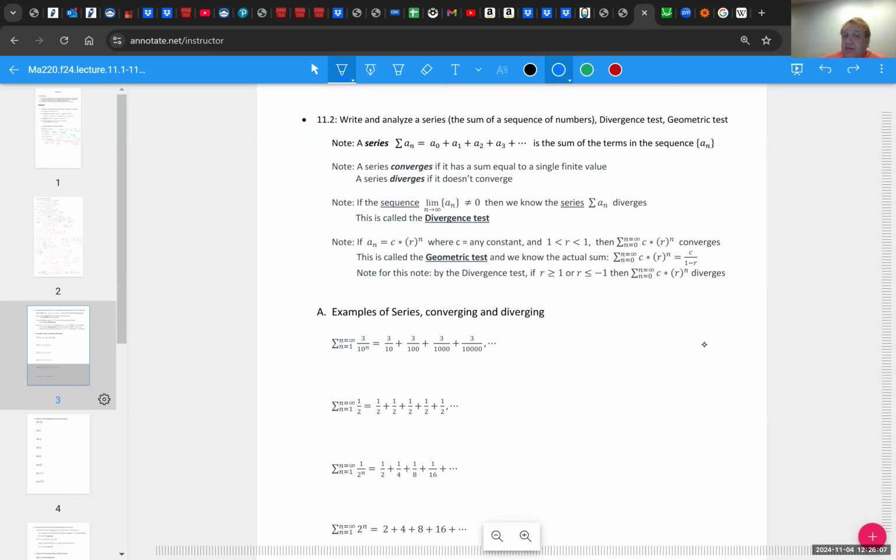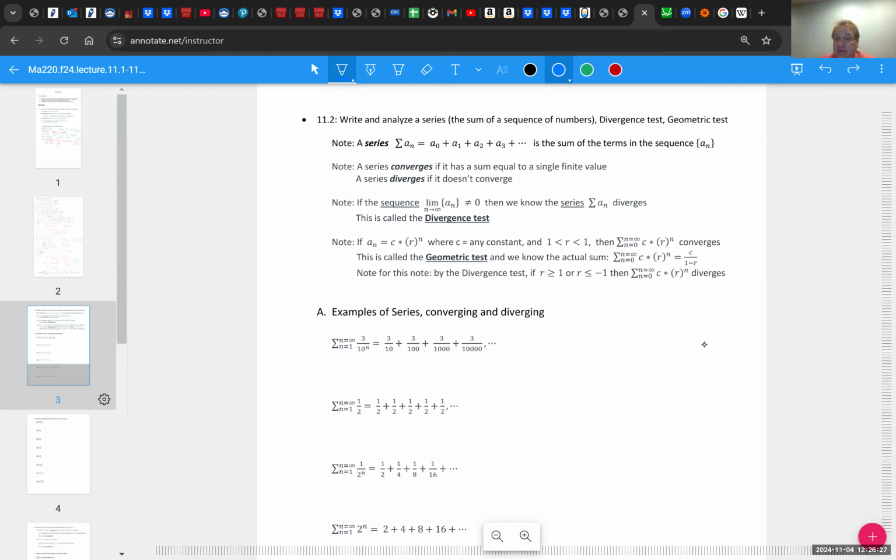We have a similar definition for a series that converges. A series converges if it equals, which in this case is a sum, not a limit, a single finite value, and it diverges if it's anything else. If it doesn't converge, then it definitely diverges. That's the only two possibilities.